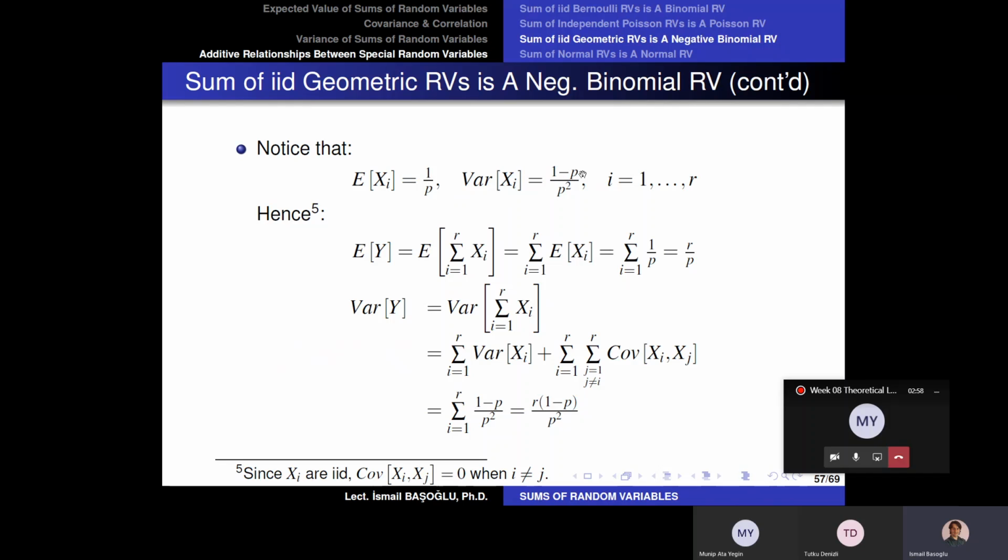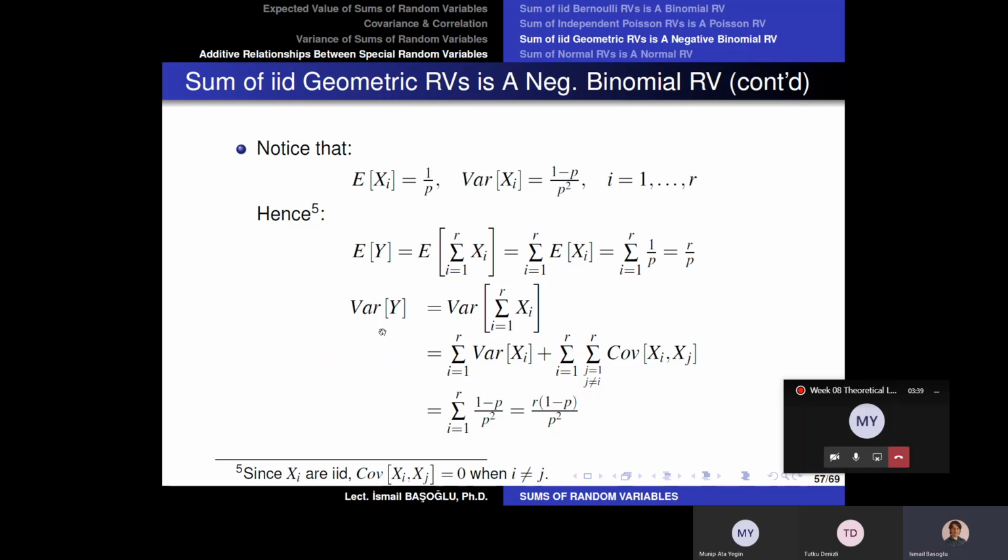Now, you notice that the expected value and the variance of the geometric random variables are respectively equal to 1 over p and 1 minus p over p square. Now, I don't know if you remember it from the negative binomial distribution, but the negative binomial random variable has the expected value equal to r over p, and the variance is equal to r times 1 minus p over p square. Now, you see, because Y, the negative binomial random variable, is the sum of r independent and identically distributed geometric random variables, we know that the expected value of the sum is equal to the sum of expectations. Therefore, the expected value of the negative binomial random variable would be r over p.